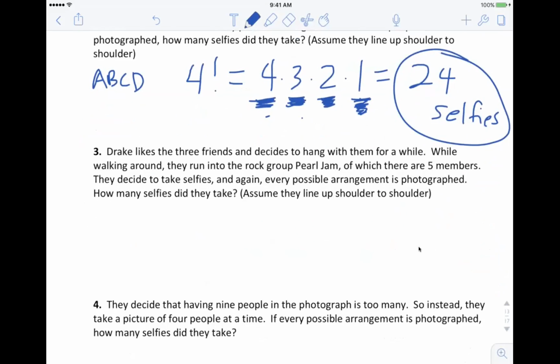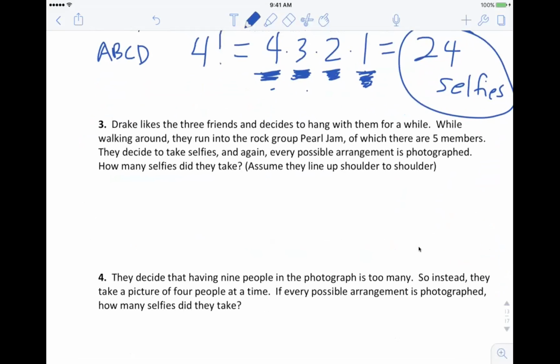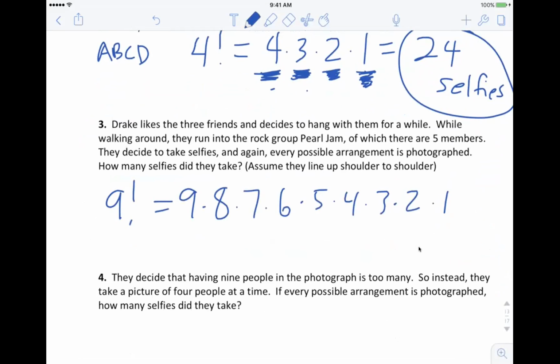Okay, so now we can do some extreme problems. Now they run into Pearl Jam. That's my favorite band, by the way. There are 5 members. So now we got a total of 9 people. Okay, so I don't want to list them all. That's going to be a lot. I'm just going to do 9 factorial, right? 9 choices for the first spot, 8 for the second, 7 for blah, blah, blah, all the way down until I get to my last spot.